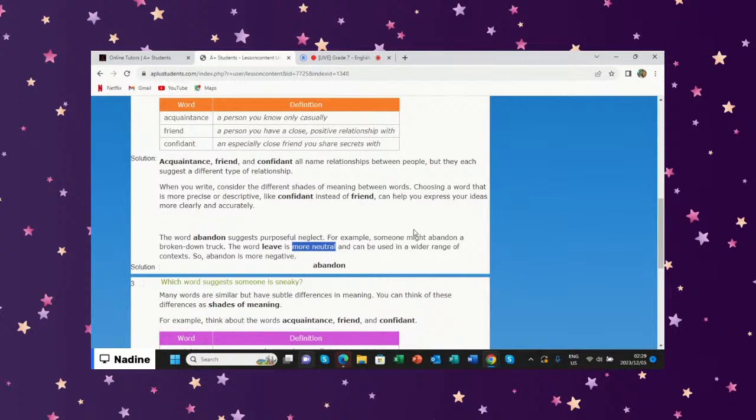So if we look at these two words, abandon as well as leave, and we need to answer which is more negative, we will say abandon is more negative. It puts more emphasis on how negative the word abandonment is. Abandon is more negative compared to leave because leave is more neutral.